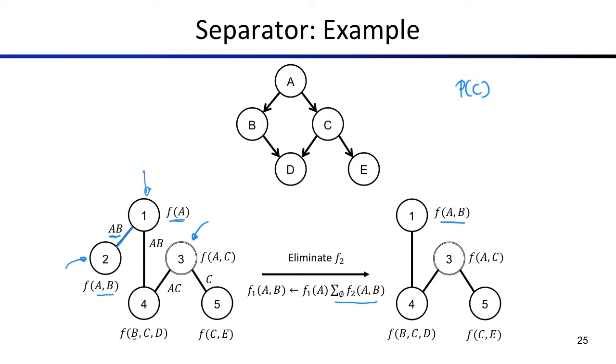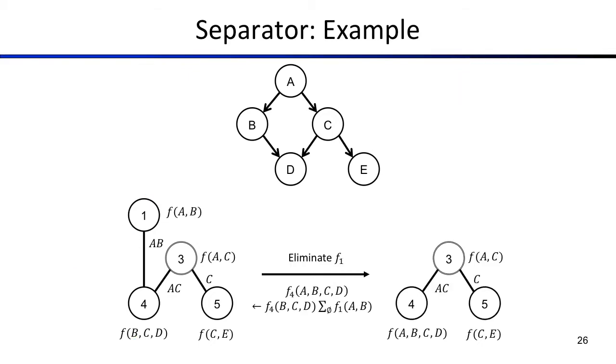And now we're going to eliminate this node 1 here, and we need to compute the separator too. Let's take a look at the next slide. So now we have this factor to be eliminated, and it is over variables A and B, and variables A and B are also occurring here. So it means that the separator is over variables A and B too, so we cannot eliminate any variables.